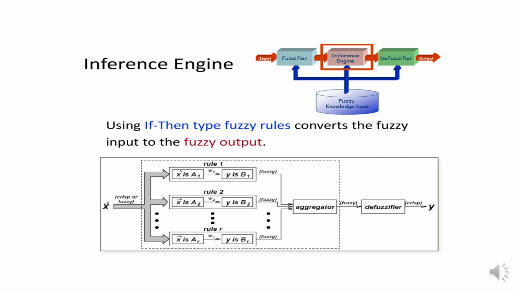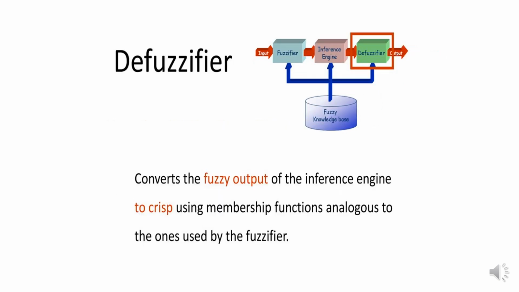All these output values are aggregated, and given to the defalsifier. So all the values are aggregated using a fuzzy aggregator, and finally the crisp output is defined using a defalsifier.